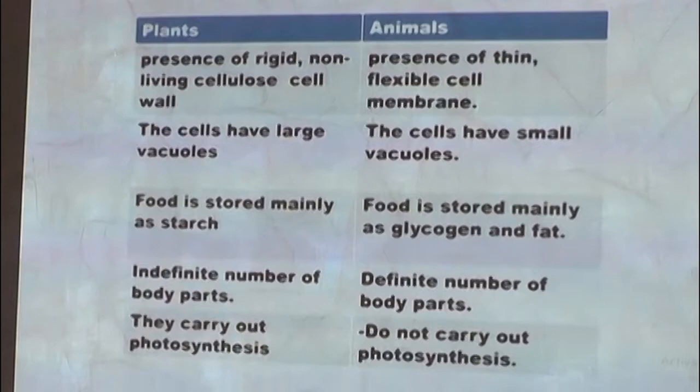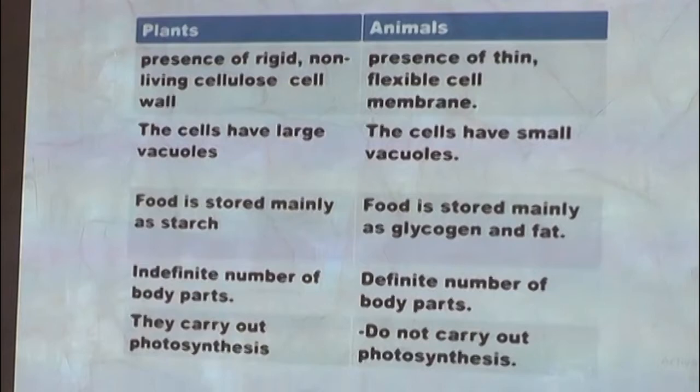From what you can see on the board, in the case of plants, their cells have what we call a rigid, non-living cellulose cell wall. But in the case of animals, theirs is a flexible cell membrane. Another thing is that the cells of animals do not have large vacuoles. Rather, their cells have small vacuoles. But in the case of plants, their vacuoles are large. Then, food in plants is stored mainly as starch. But in the case of animals, food is stored as either glycogen or fat.